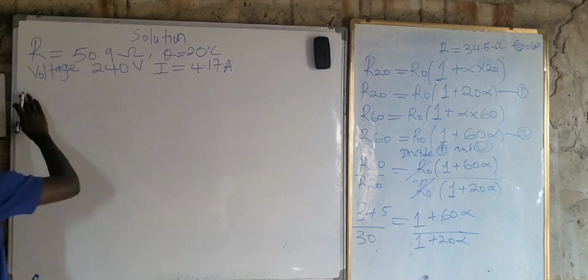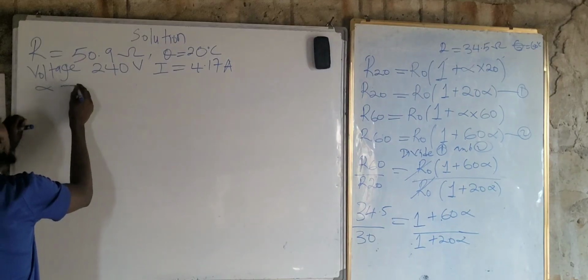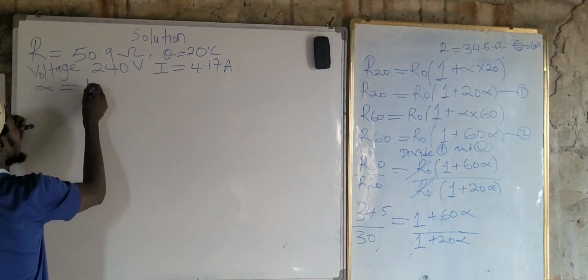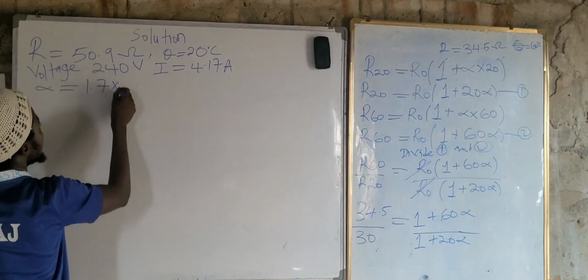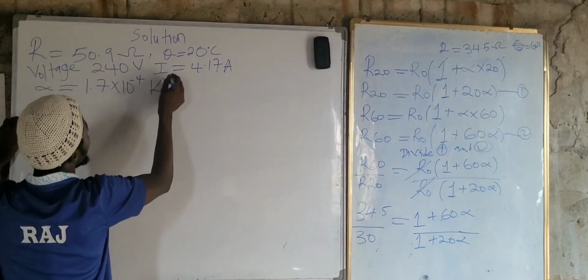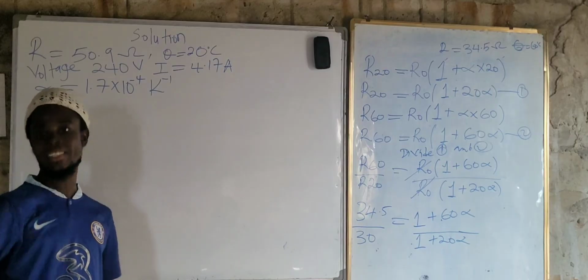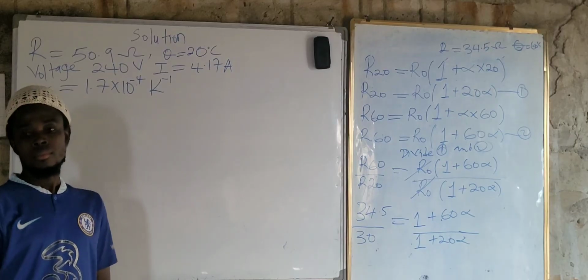Now, temperature coefficient, yeah, we have a symbol. What is that? Alpha. Temperature coefficient is equal to what? 1.7 times 10 to the power of minus 4 per Kelvin. That's the unit. It can either be per Kelvin or per Celsius.